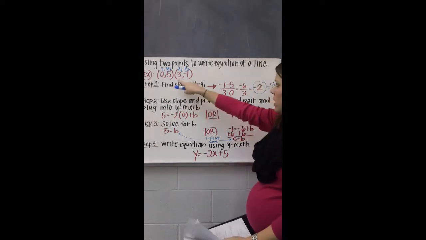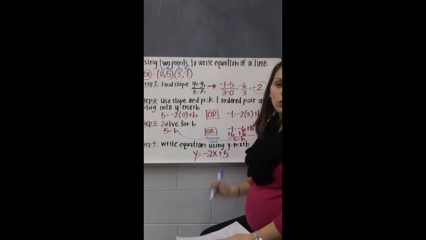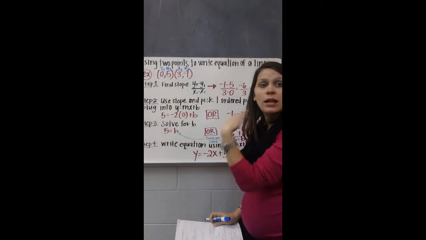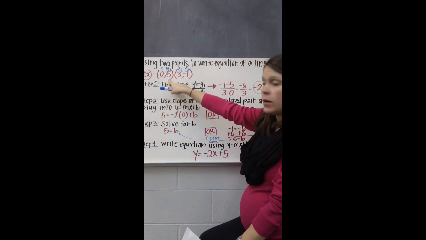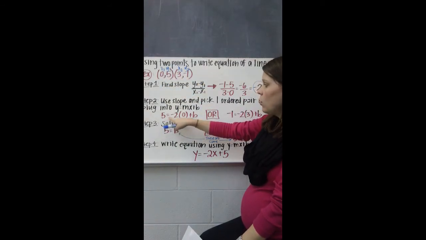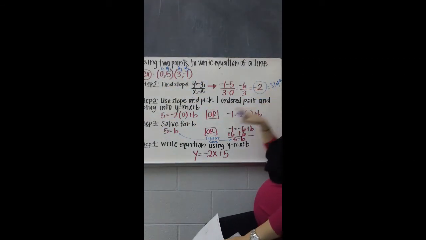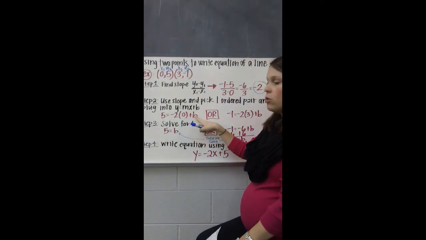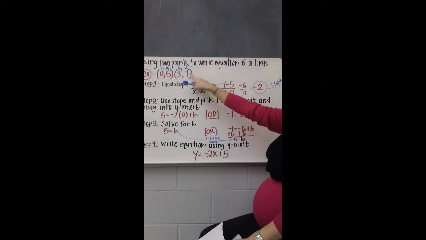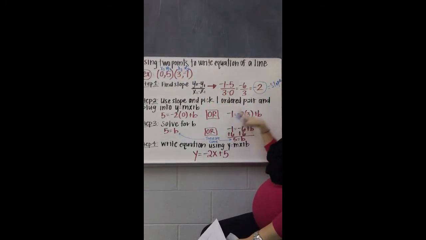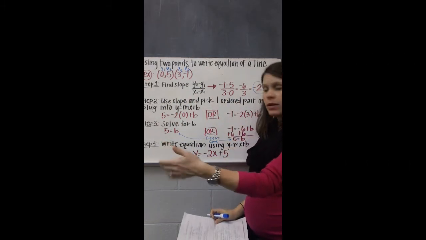So we're going to pick a point, and we have our slope, and plug it into y equals mx plus b, just like you did in the previous slide. So if I picked this first point, my y value is 5. We found our slope to be -2. Our x value is 0, and we don't know b. Or if you choose the second point, you would say -1 is your y value, still the slope is -2, and 3 is your x value, and we don't know b. The rest of the steps are the exact same as the slide previously.